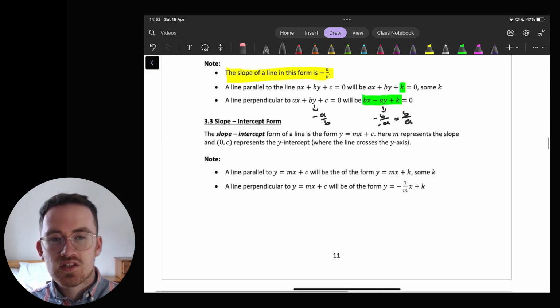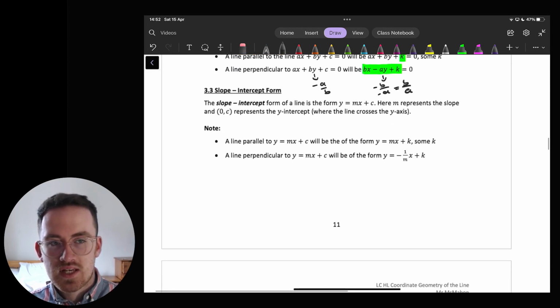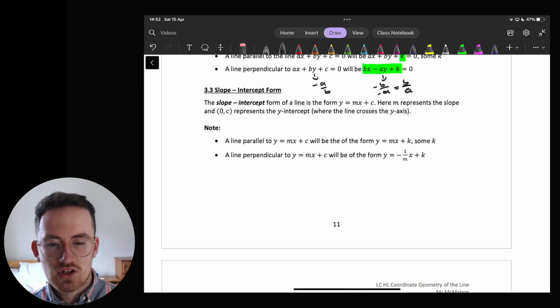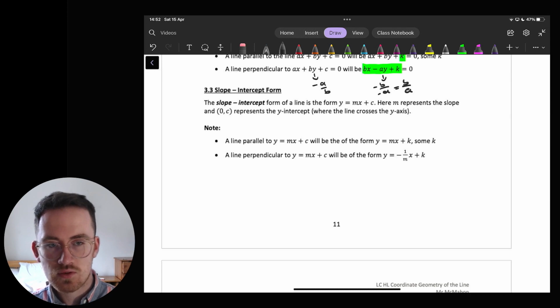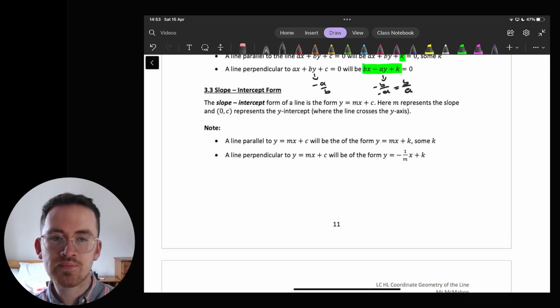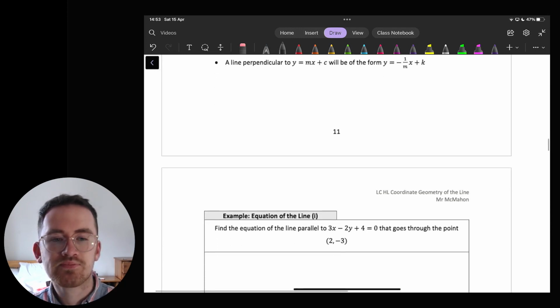Looking at the next form that I have, my slope intercept form. This again is one that comes up a lot at junior cycle, so it's probably the one we're most comfortable with. It's y is equal to mx plus c, where m is your slope and c is your y-intercept. For a line parallel, the mx part will be the same and the k part will be different, so it'll just cut the y-axis at a different point, either higher or lower. A line perpendicular would be minus 1 over m x plus k. So those two parts could be different.